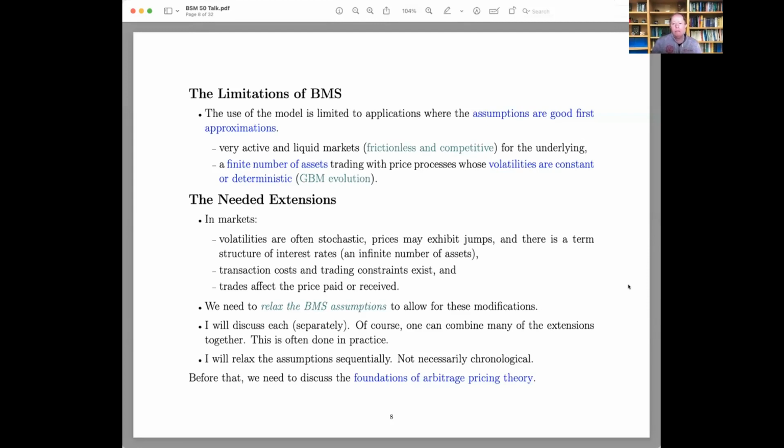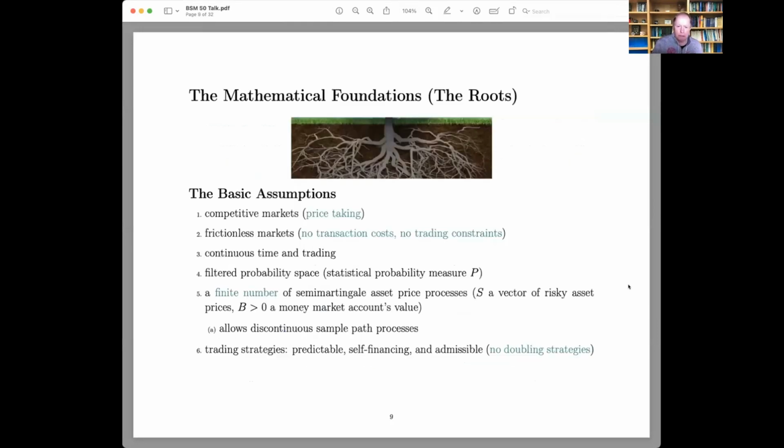So we need to understand, is the theory robust to a relaxation of these? The way I'm going to proceed is to talk about each of the assumptions separately and sequentially, and not necessarily chronologically. All right. Of course, in practice, oftentimes you're going to have to join together one or more of the modifications to get a model for a particular application that's a closer approximation. But before I go to the extensions, we're going to step back and discuss the foundations of arbitrage pricing theory. Again, what I think of as the roots.